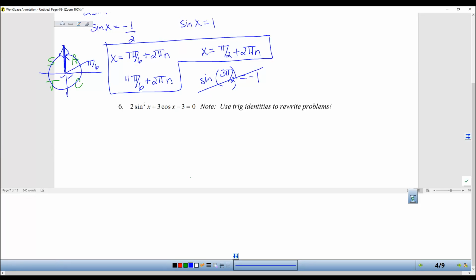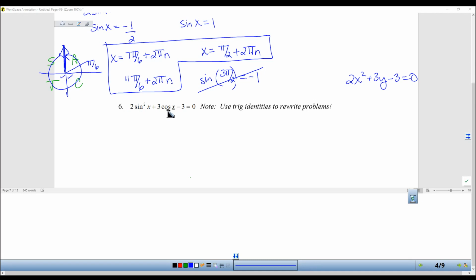Number 6. Now, I can't factor here because this is a sine and this is a cosine. That would be like trying to factor this, which of course you can't do. In algebra, you would be stuck. In pre-calc, we've been practicing changing our identities.